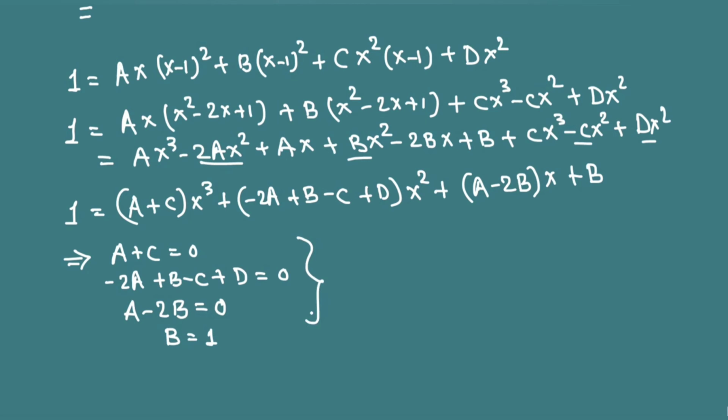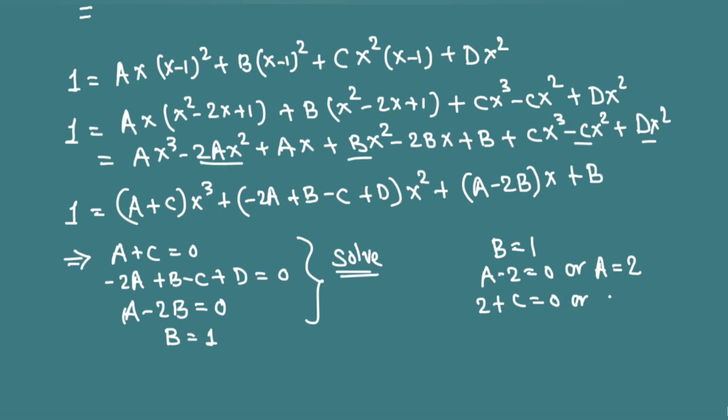Now we need to solve this system of linear equations. At least we already know b equals 1. From a minus 2b equals 0, plugging in b equals 1, we get a minus 2 times 1, so a minus 2 equals 0. That means our a equals 2. Now we have a and b. Let's go to the first one, a plus c equals 0. We just found a equals 2, so 2 plus c equals 0, so c equals negative 2.